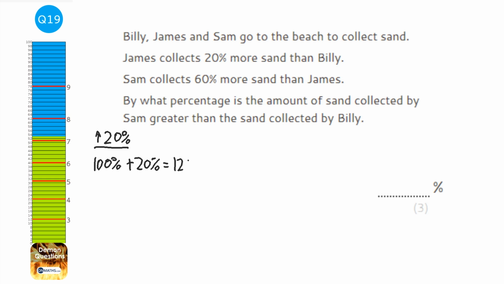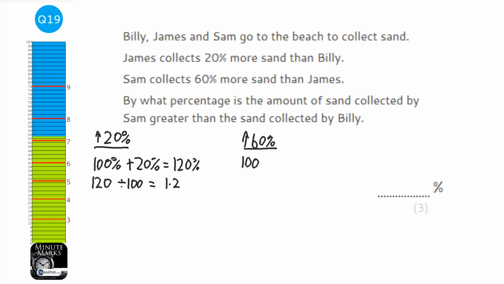That gives me 120%. Then I'm going to work that as a multiplier. So 120 divided by 100 equals 1.2. So if I times something by 1.2, it'll increase by 20%. Next, I'm going to do the 60%. So 100% plus the 60% equals 160%. And then I'm going to make that a multiplier by dividing it by 100, and I've got 1.6. So if I times something by 1.6, it will increase it by 60%.